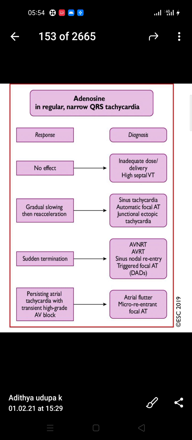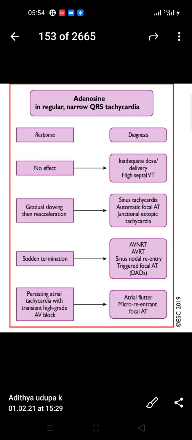I have shared this one also, how adenosine works. Adenosine in regular narrow QRS tachycardia, what is the response you will get and what is the diagnosis then. If there is no effect, then most probably you are dealing with an inadequate dose or delivery, or like 6 mg is not sufficient, or high septal VT. High septal VT may be having very narrow complex tachycardia, but it's a VT. So you would have to deal with beta blockers or CCBs or antiarrhythmics.